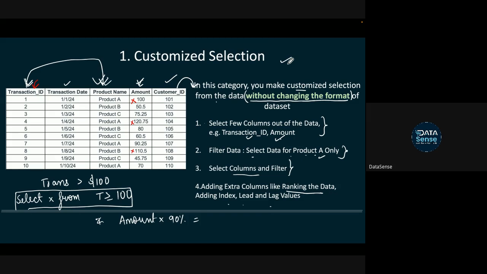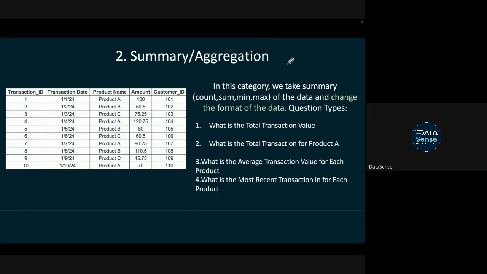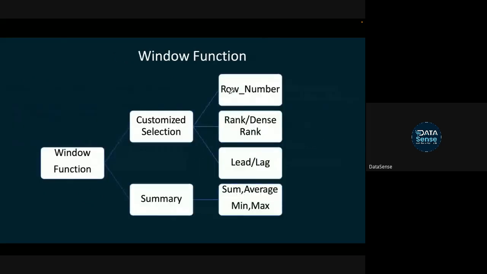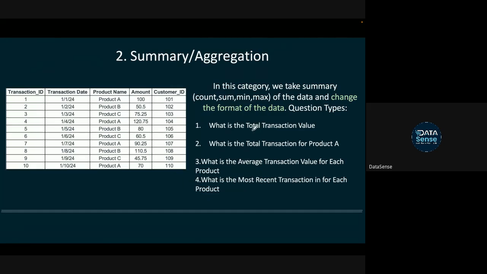Now the second category of question is summary, or you call it aggregation. So what happens here is that, for example, you have this data set present, and I ask you, what is the total transaction value? So suppose this is a table. What will be the new table when you create the total transaction value? Or let's say I ask you, tell me the total transaction value across various products. Suppose I ask you this question.